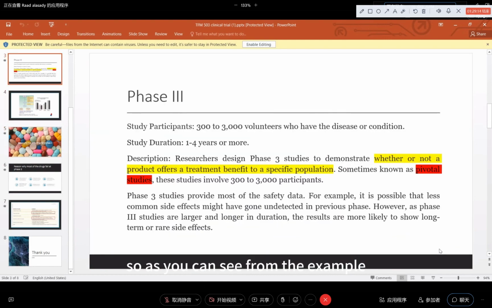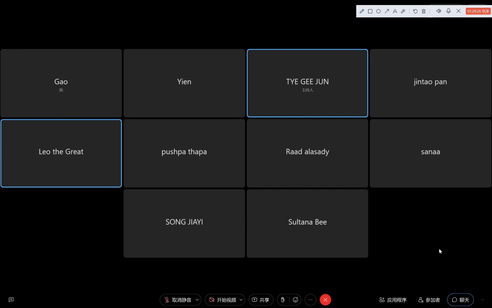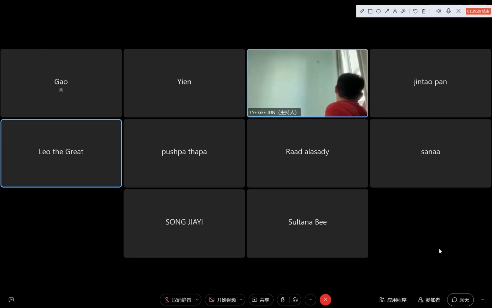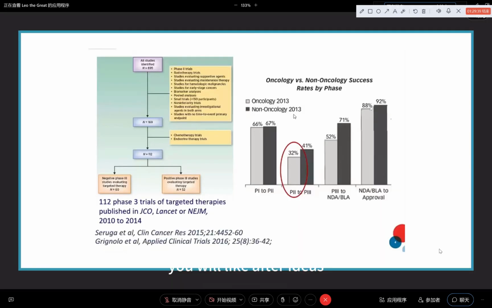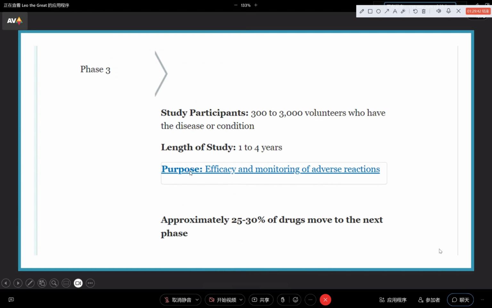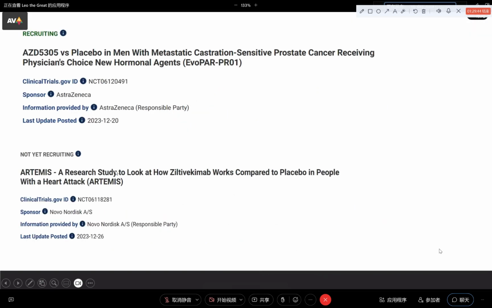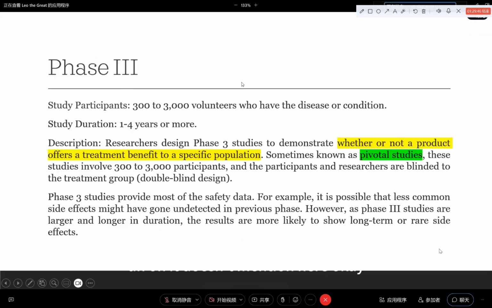So as you can see from the example, where's my mouse? Rod is presenting. Okay, Leo now? Wait, the WebEx is lagging, especially when you open too many things. Like this. So, yes. Oh, it doesn't mention here.